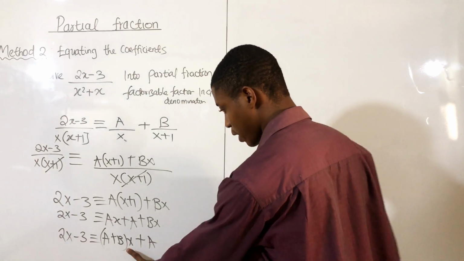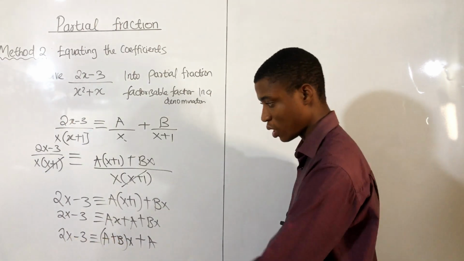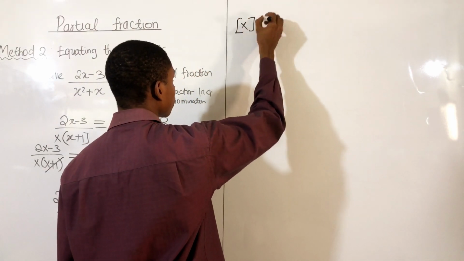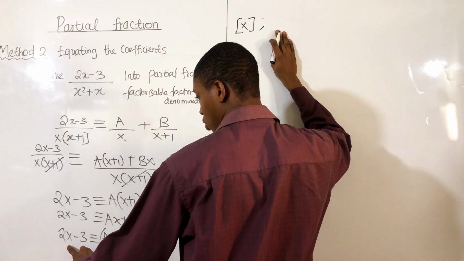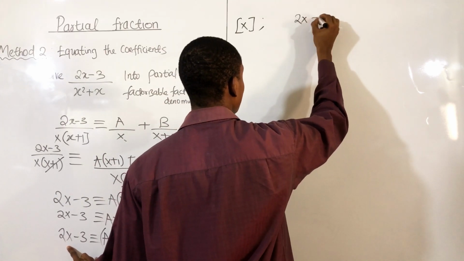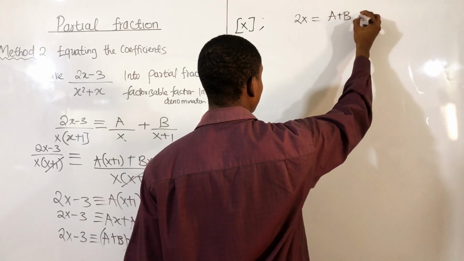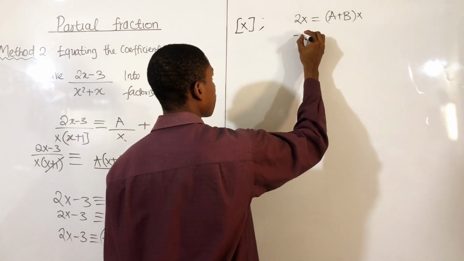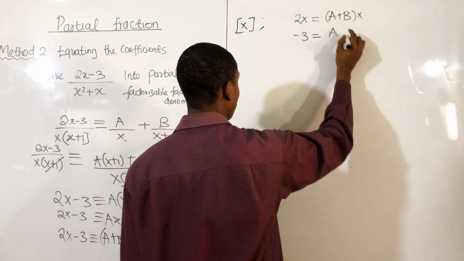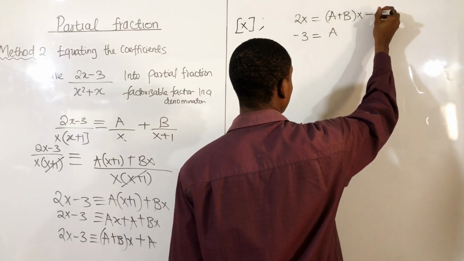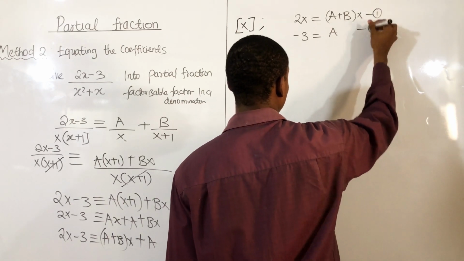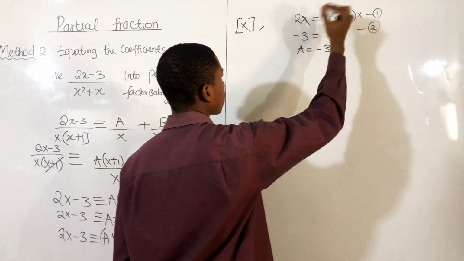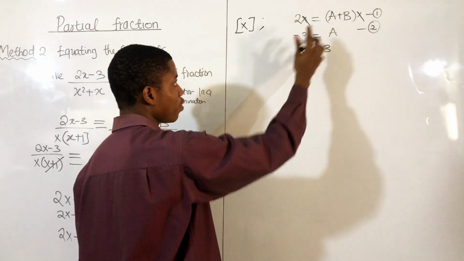So we're going to start with x. We have x here in both sides, so we're going to equate the coefficient for x. What do we have for x? We're having 2x is equal to a plus b, or x. And we have the next one, negative 3 is equal to a, right? So this is equation 1, this is equation 2. We can see that a is equal to negative 3.